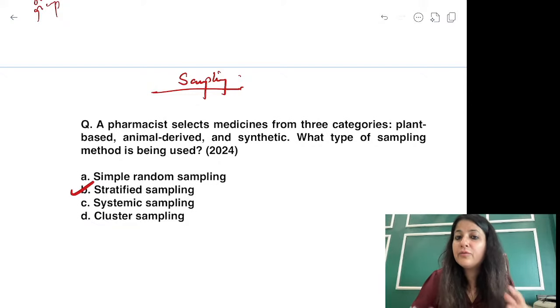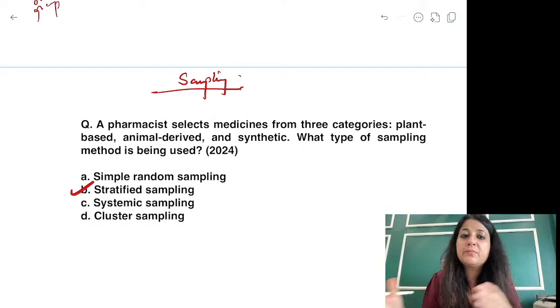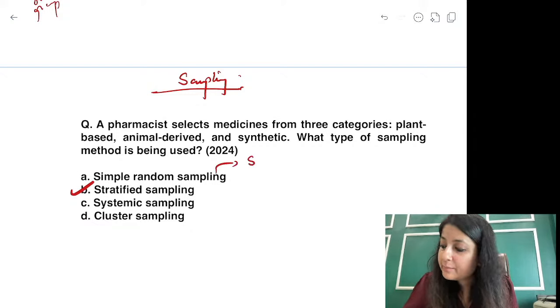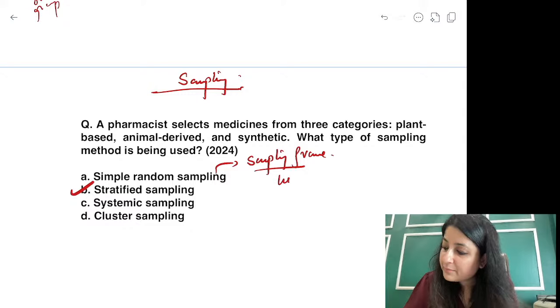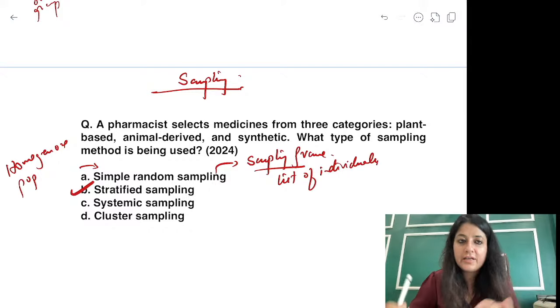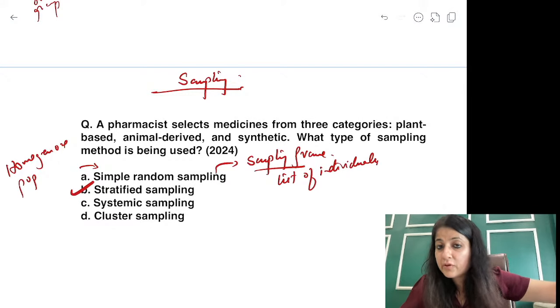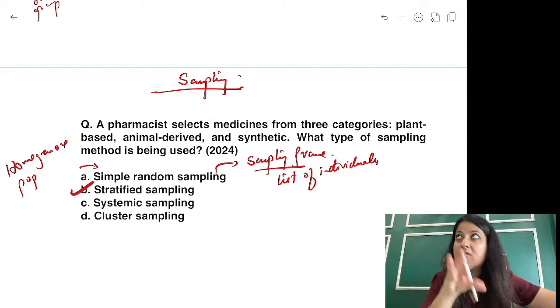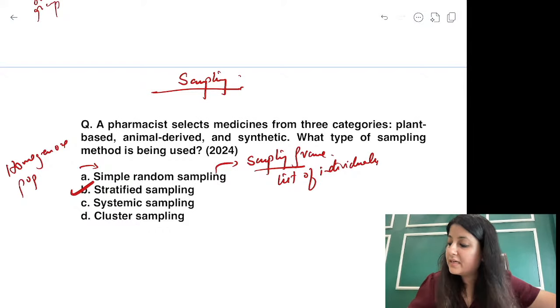Good. Stratified. You've divided it into 3 different groups: plant-based, animal-based, synthetic. Simple random sampling के लिए you need a sampling frame. Sampling frame means you need a list of individuals, alright? And simple random sampling is always done for homogeneous population, like among medical students of a medical college I can do. But if I have to go to the community, there are students of medical, engineering, CA, so I will divide all of them into groups.